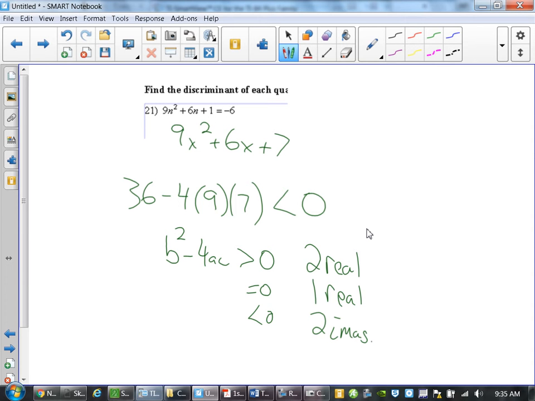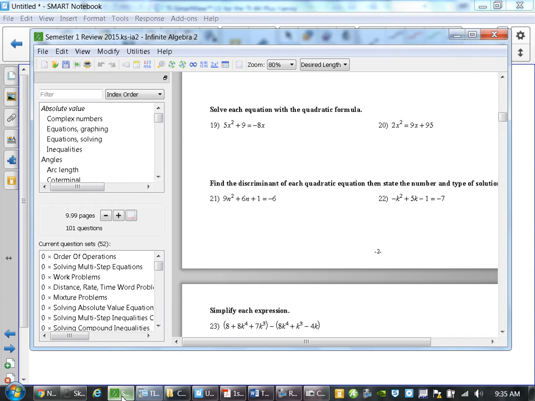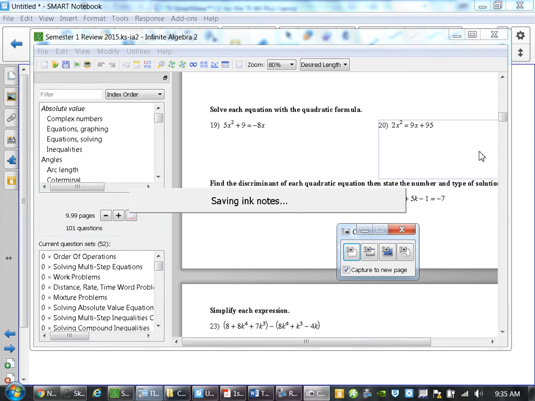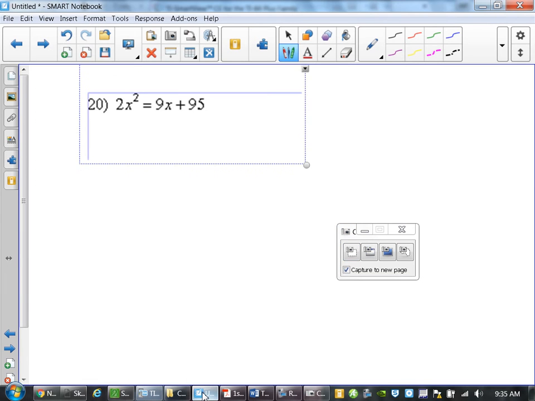It was number 1. Like on number 20 real quick. Same idea. It says use the quadratic formula. Opposite of b. So you have to move everything to the left because this is positive.